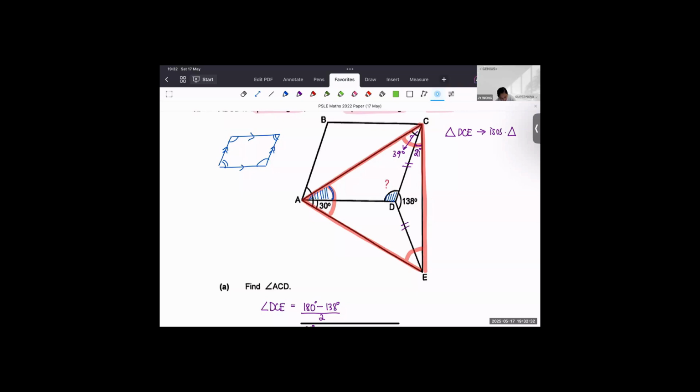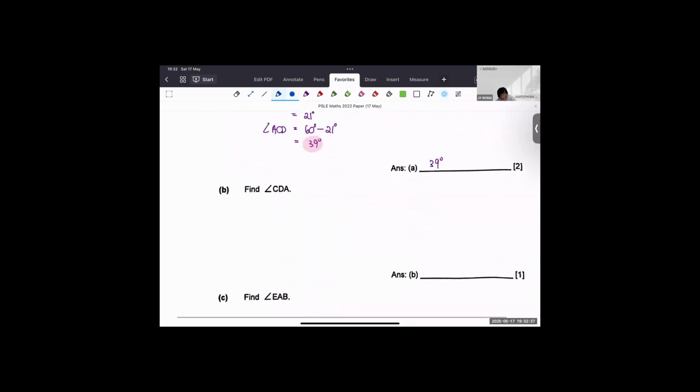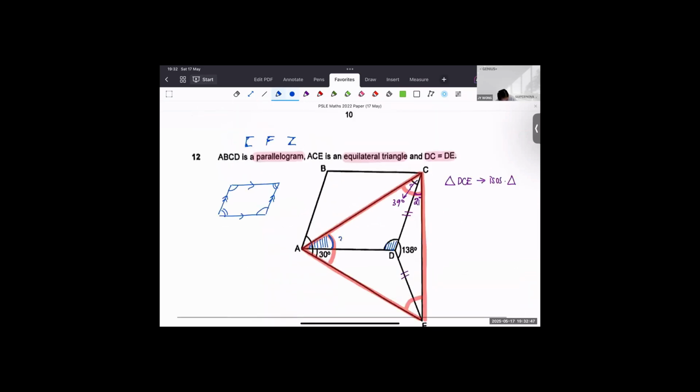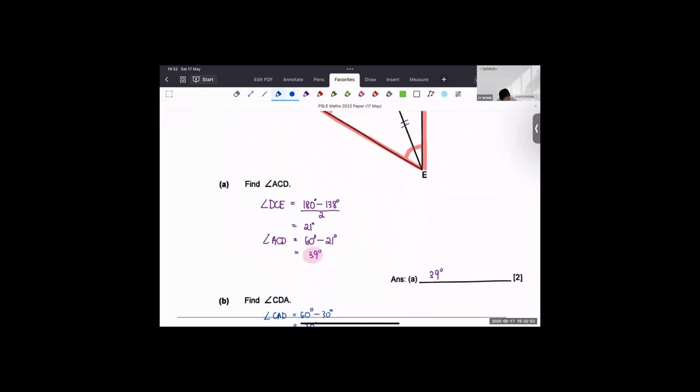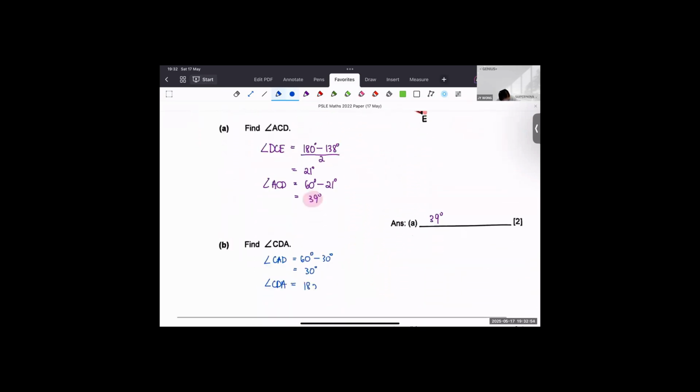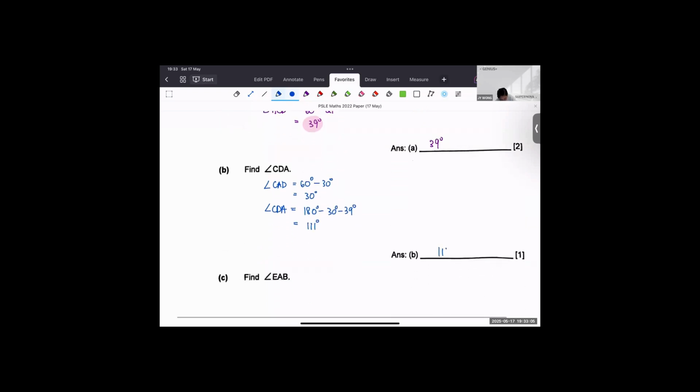So now, can we find angle CAD, which is here? How to find angle CAD? Angle CAD is equals to 60 degrees minus 30 degrees. That will give you 30 degrees. Look at the diagram again. This will be 30. So can I find this angle now? CDA, yes. To find angle CDA, 180 minus 30 minus 39. That will give you 111 degrees. That's why it's only 1 mark.